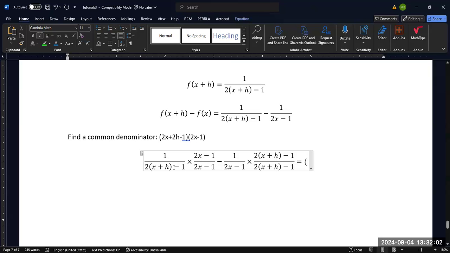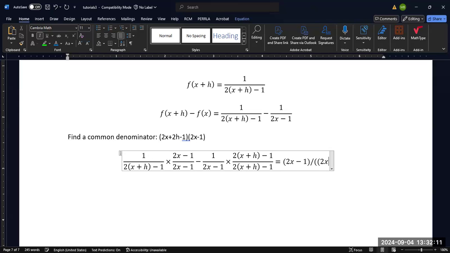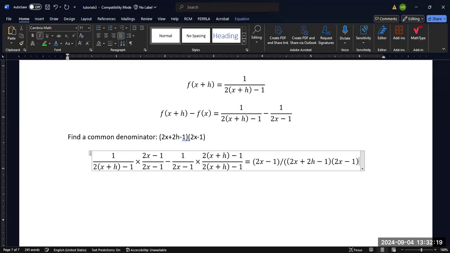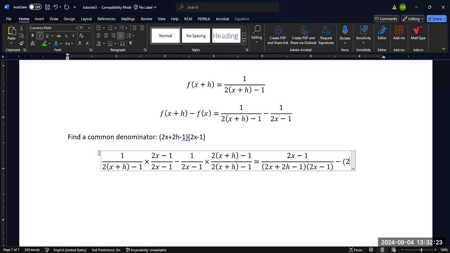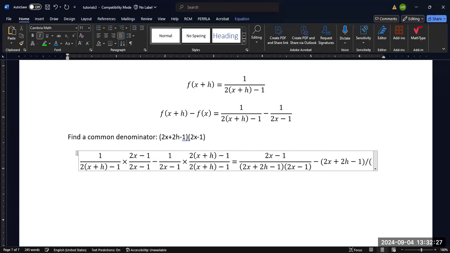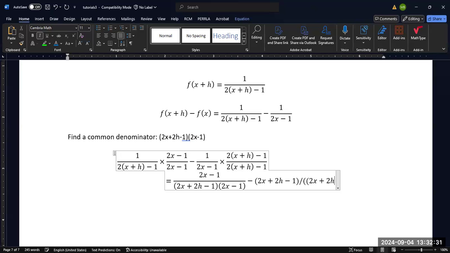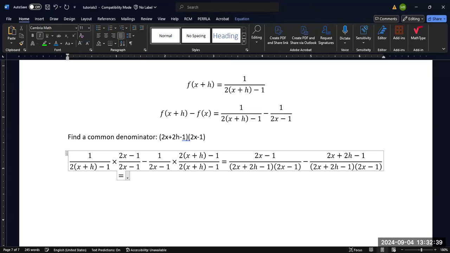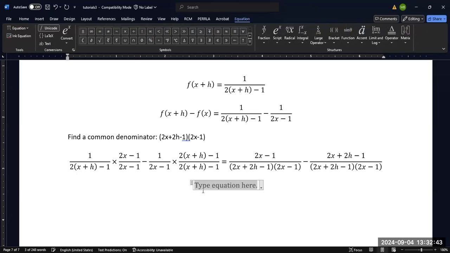So when we do the multiplication, our numerator for our first fraction is going to be 2x minus 1. And then in the denominator, we'll have 2x plus 2h minus 1 and 2x minus 1. And then in the second one, we'll have 2x plus 2h minus 1 divided by 2x plus 2h minus 1 times 2x minus 1. And the whole thing here, do not simplify, do not cancel at this point, because first we want to do the subtracting, make them one fraction, and then after we simplify, then see if we can cancel. But if you try to cancel here, you're just going to be undoing finding our common denominator, so that will not help us.